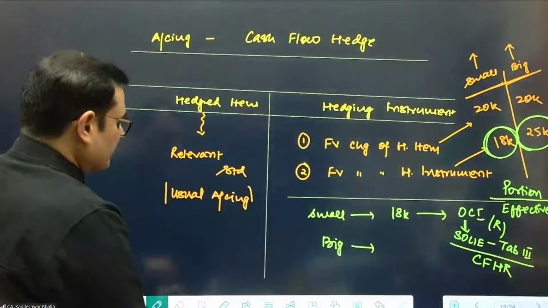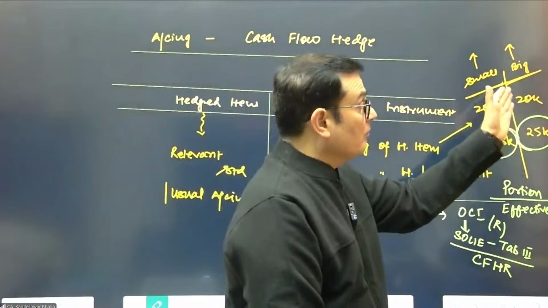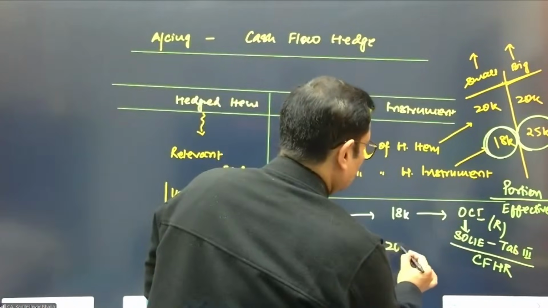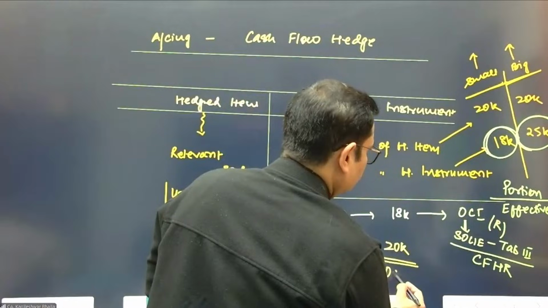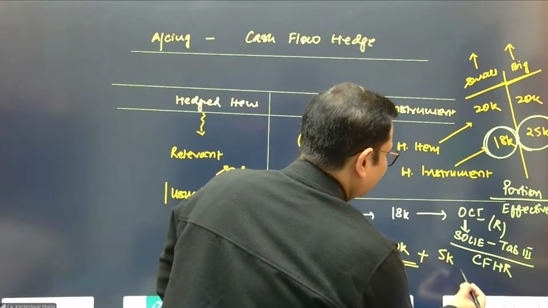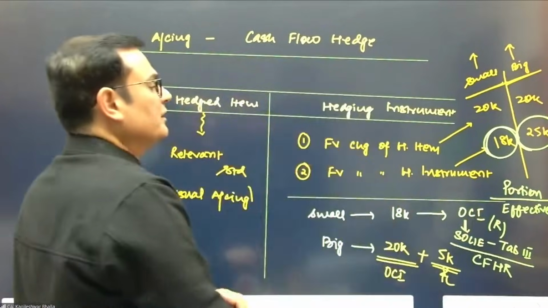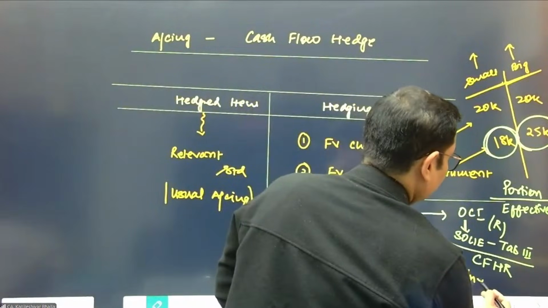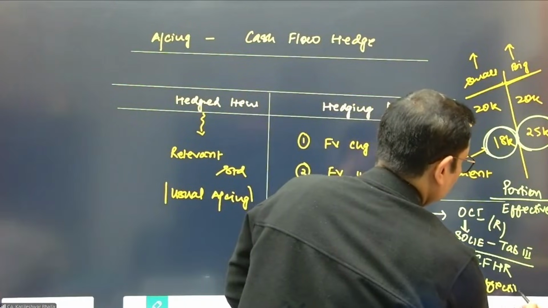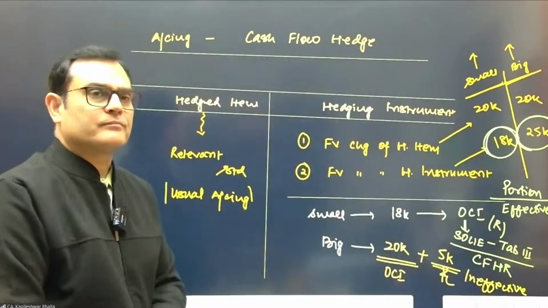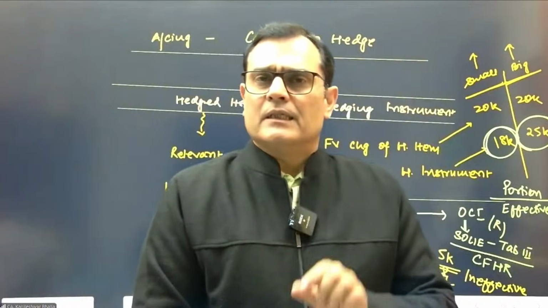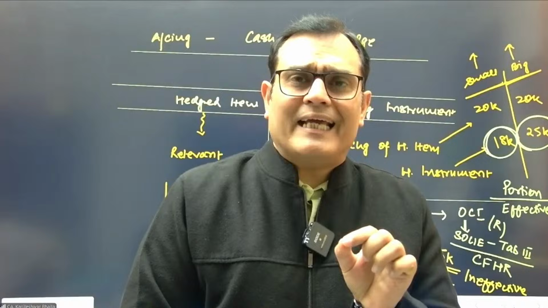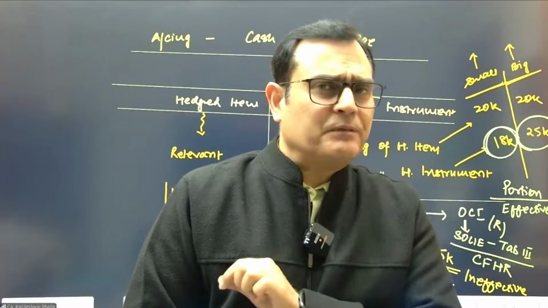In the next case, we can see the umbrella is big. How much big? 5,000 big. So to the extent of 20, this will be captured in other comprehensive income and the excess will go in the P&L. This is called ineffective hedge. This is the ineffective portion. Why did you take a bigger umbrella? If you're taking a bigger umbrella, your extra derivative should be accounted at FVTPL.